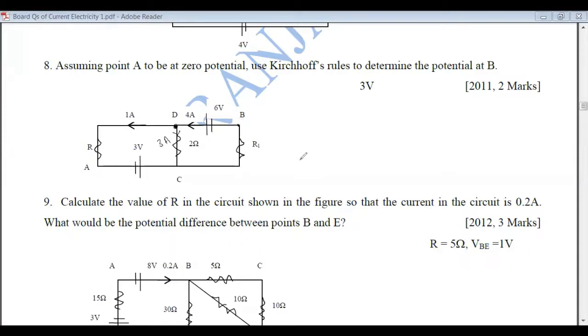Let us redraw it. Moving from A, first we get a cell of 3 volts. Then moving from C to D, here we get a resistance of 2 ohms across which 3 ampere current is flowing. Then moving from D to B, we get another cell of potential difference 6 volts. Now let us consider this to be a closed circuit.